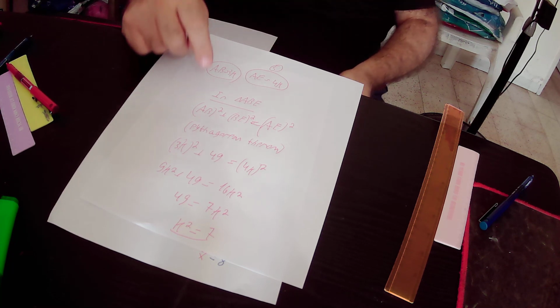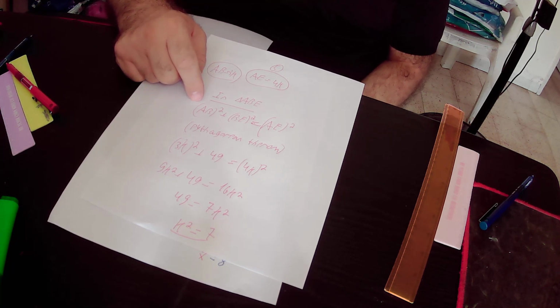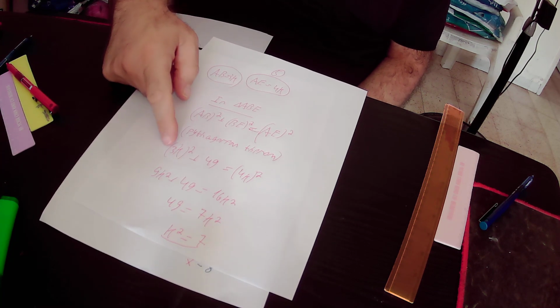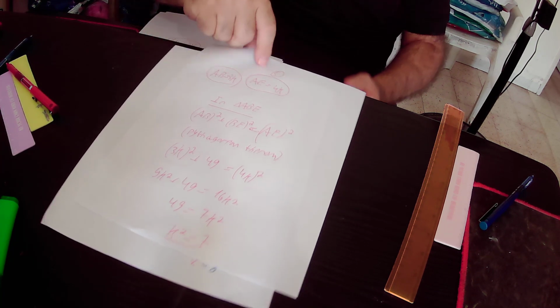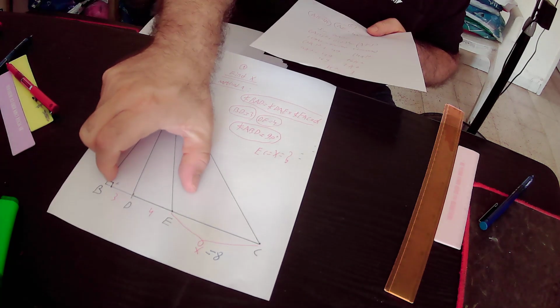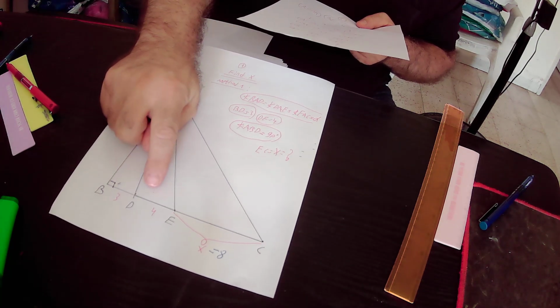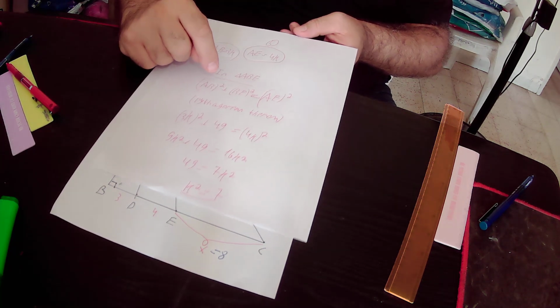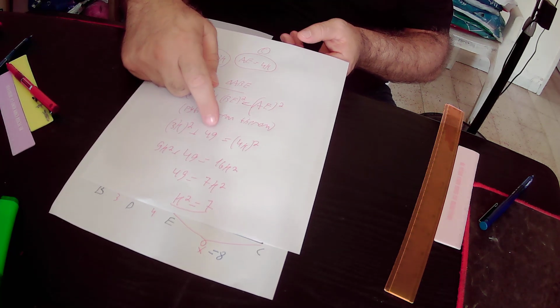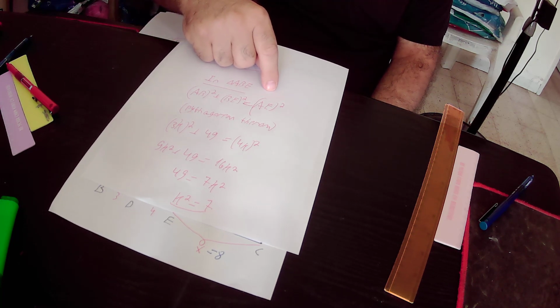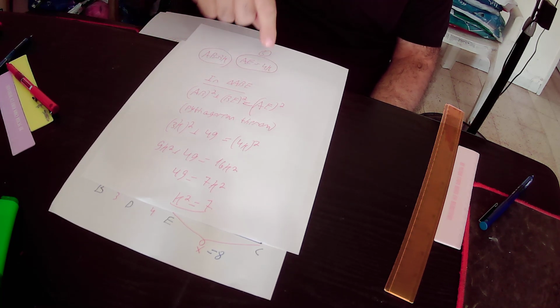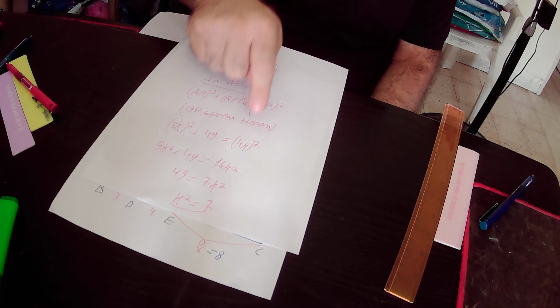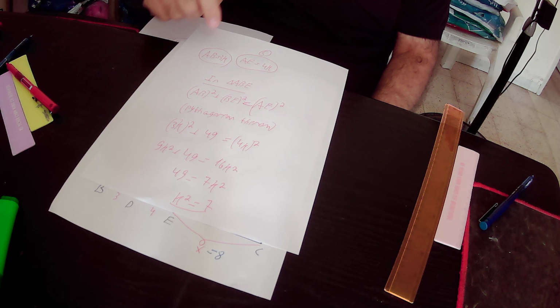But we have already found out that AB, we defined AB as 3K. AB equals 3K according to our definition. And BE equals 3 plus 4, that is to say 7. So BE equals 7, and 7 squared is 49. We have already found out that AE equals 4K, so we can substitute AE by 4K. So AE squared is 4K squared.